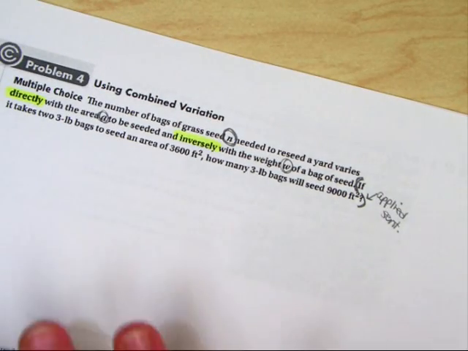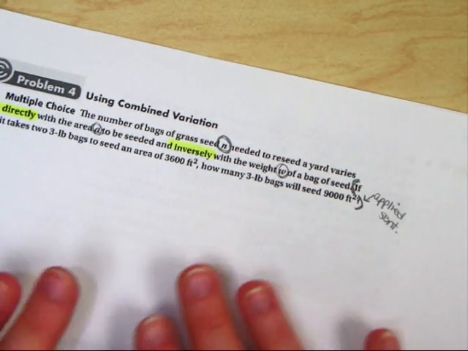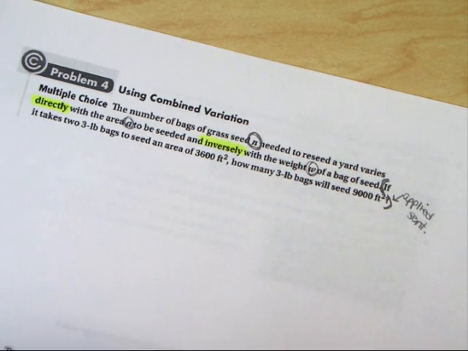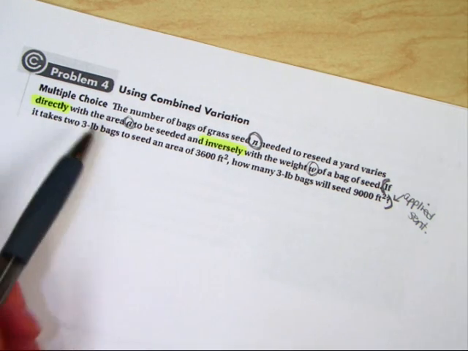Now, what does this mean? It's saying that in order for you to determine how many bags of grass seed you're going to need, it depends on the size of your yard, and it depends on how much seed comes in a bag. That's what this problem is trying to say. In order to determine how many bags you need, it depends on how big your yard is and how much comes in a bag. Let's make our equation.